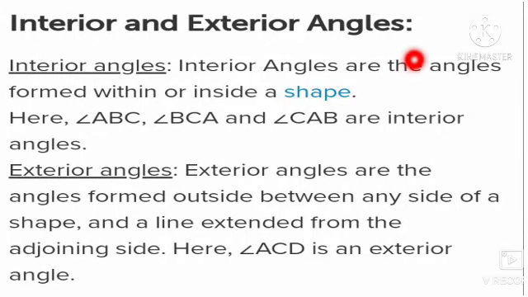Interior and exterior angles. Interior angles are the angles formed within or inside a shape. Here angle ABC, angle BCA and angle CAB are interior angles. Exterior angles are the angles formed outside between any side of a shape and a line extended from the adjoining side. Here angle ACD is an exterior angle.